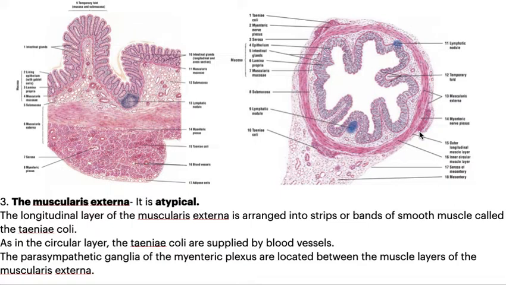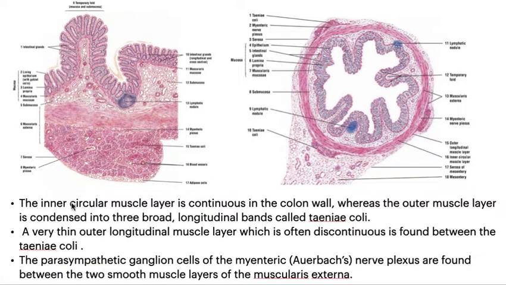As in the circular layer, the tinea coli is richly supplied by a blood vessel. The parasympathetic ganglion of the myenteric plexus over here are located between the muscle layers of the muscularis externa. The inner circular layer is continuous with the colon wall, whereas the outer muscle layer is condensed into three broad longitudinal bands called the tinea coli. These are the three bands over here.